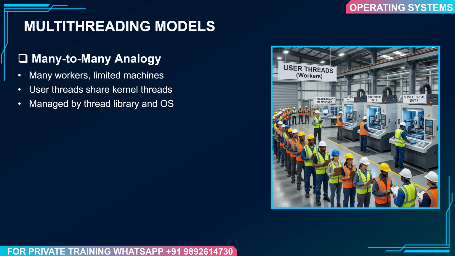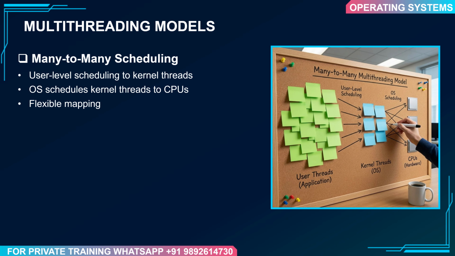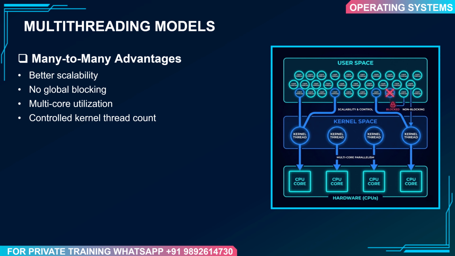The many-to-many model allows applications to create a large number of user threads without creating the same number of kernel threads. User-level scheduling decides which user threads are mapped onto which kernel threads, while the OS schedules kernel threads onto CPUs. This model has several advantages.